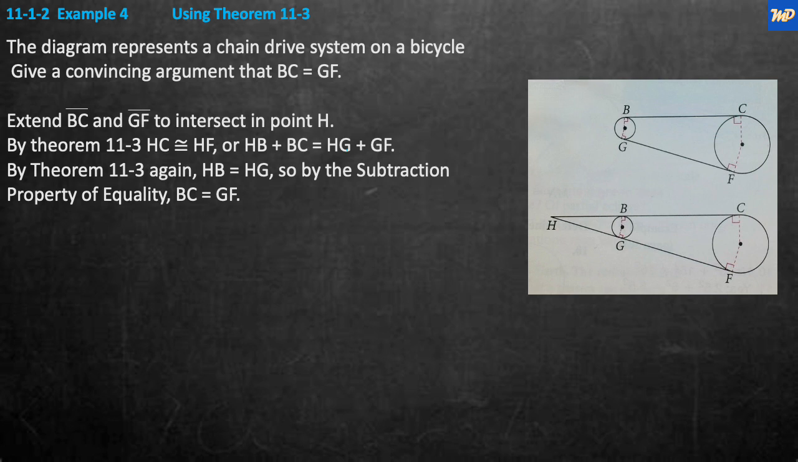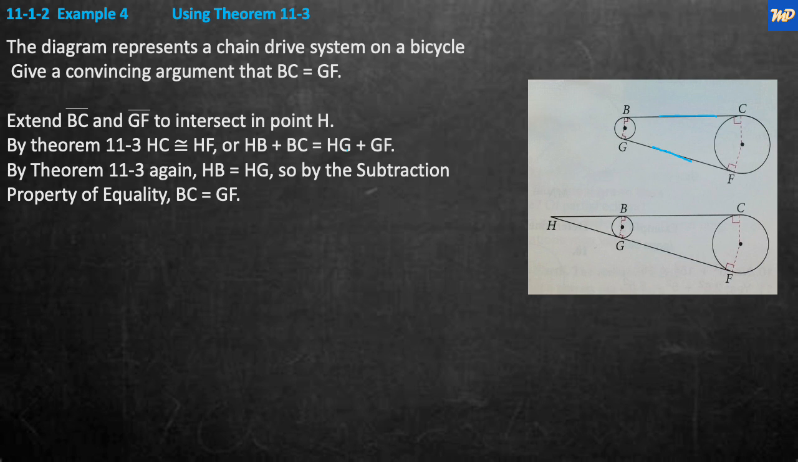So, example 4, using Theorem 11-3, the diagram represents a chain drive system on a bicycle. Give a convincing argument that BC is equal to GF. Well, what is our argument? How do we know that they're equal?